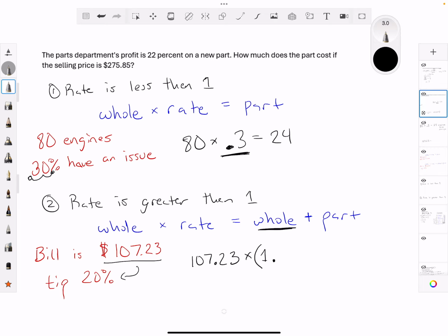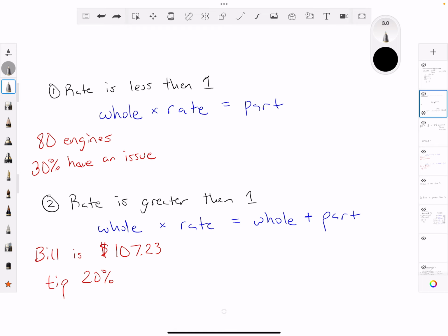And then whenever I multiply by, change this to a decimal, 1.2, I'm multiplying by a number greater than 1. I'm going to get the whole back plus part, and that's going to be a total of $128.676, or $128.67. So again, in this number is baked in the whole because I multiplied by the 1. That's the part people get the most confused about.